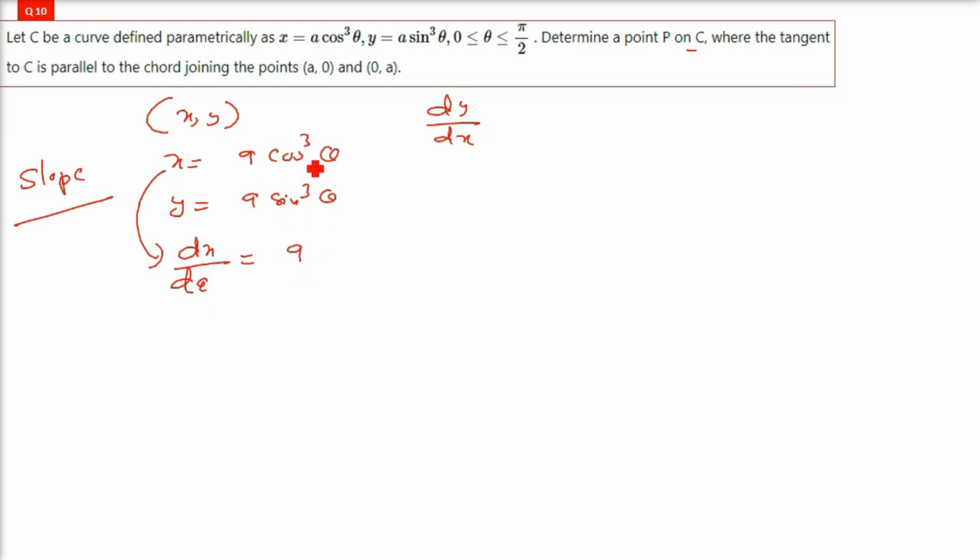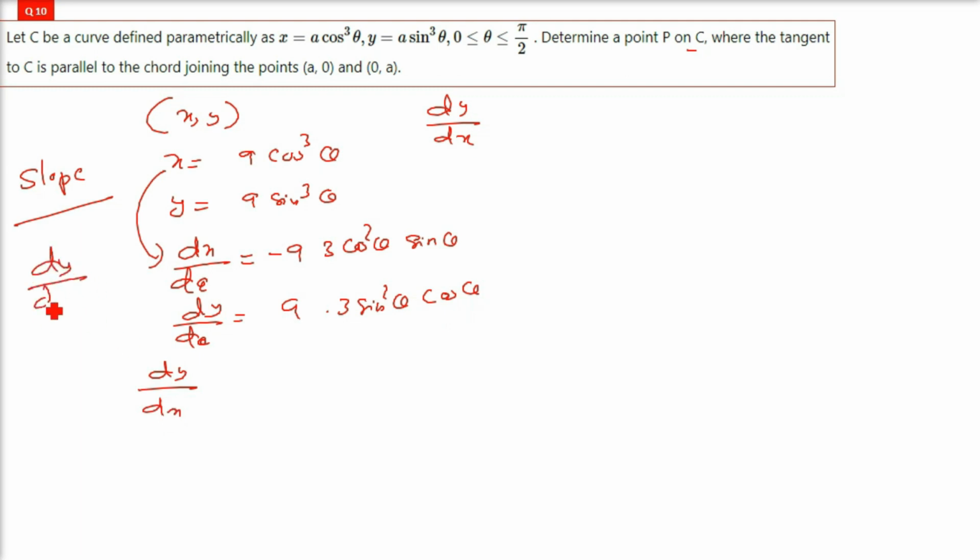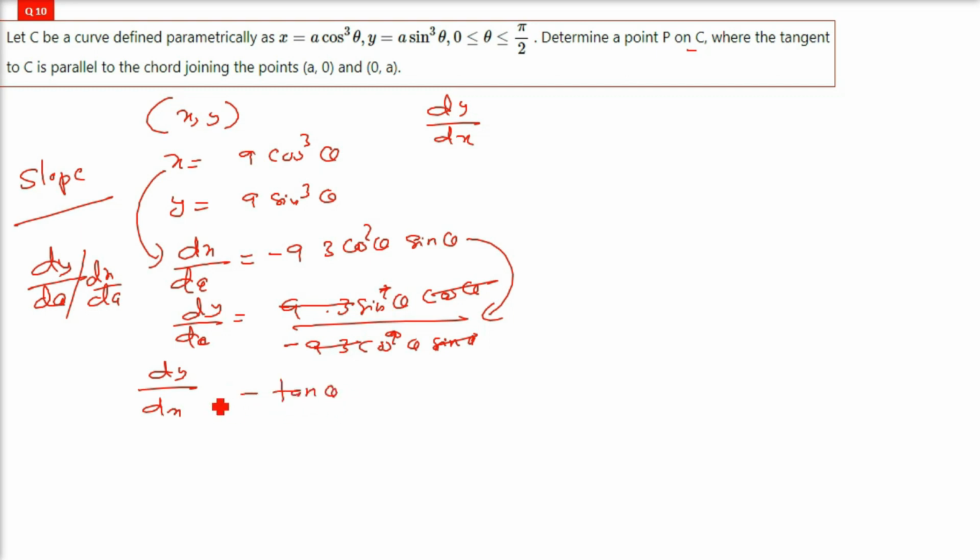It will be a times 3 cos squared theta, and the derivative of cos theta will be minus sin theta. This is the differentiation of the first one. Dy by d theta is going to give you a 3 sin squared theta, and then the derivative of sin theta will be cos theta. Dy by dx will be, just divide these two, dy by d theta and dx by d theta. So this minus a 3 cos squared theta sin theta will come here. This 3a you can just eliminate, leaving only sin theta by cos theta, and that is going to come as the negative tan theta.